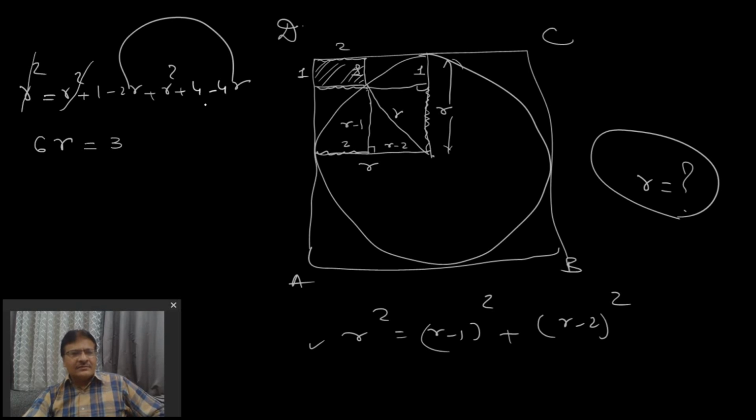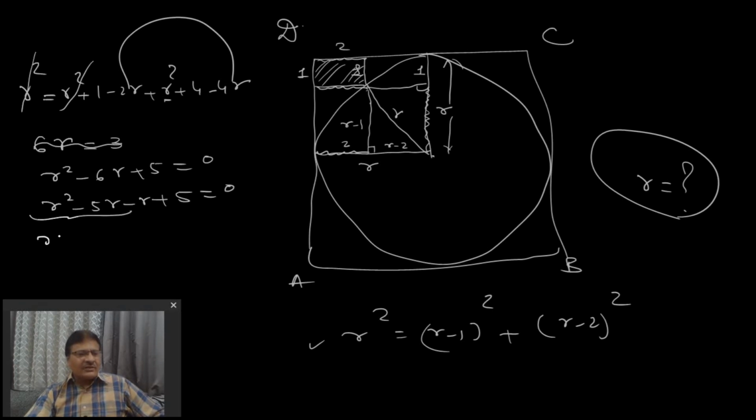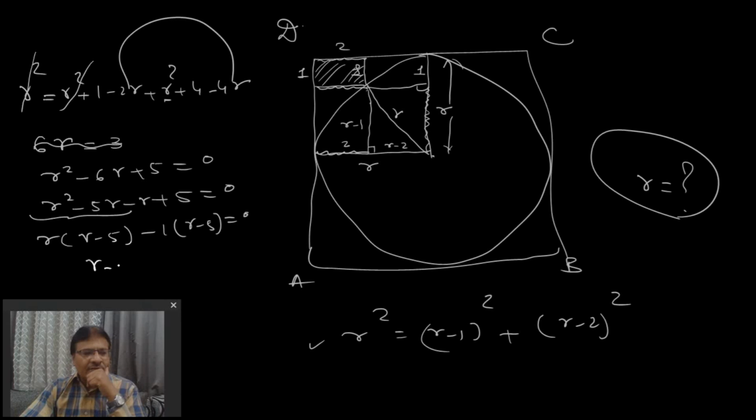Just a minute, this is 4r and this is 2r, 6r I can take here. Oh sorry, one more r square is here, so we get a quadratic equation. So that is r square minus 6r plus 5 equal to 0. If we simplify it, r square minus 5r minus r plus 5 equal to 0. If I take r common, then it's r into r minus 5 minus 1 into r minus 5 equal to 0. If I again take r minus 5 common, what do I get? R minus 1 equal to 0. So r equal to 5 and r equal to 1.